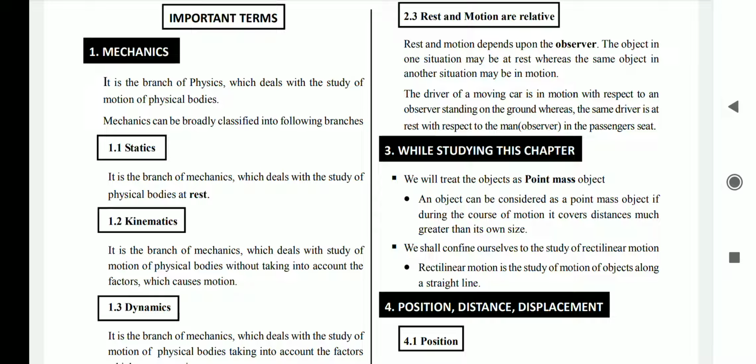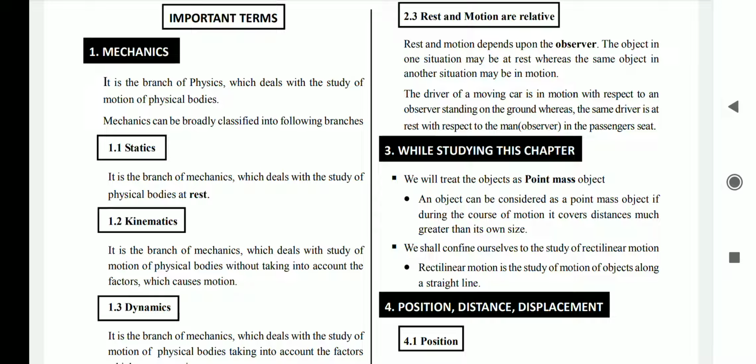Now further, motion is of 3 types, that is rectilinear motion, circular motion, and the third is vibratory motion. But in this chapter, we will be confined only to rectilinear motion, that is the motion along a straight line.